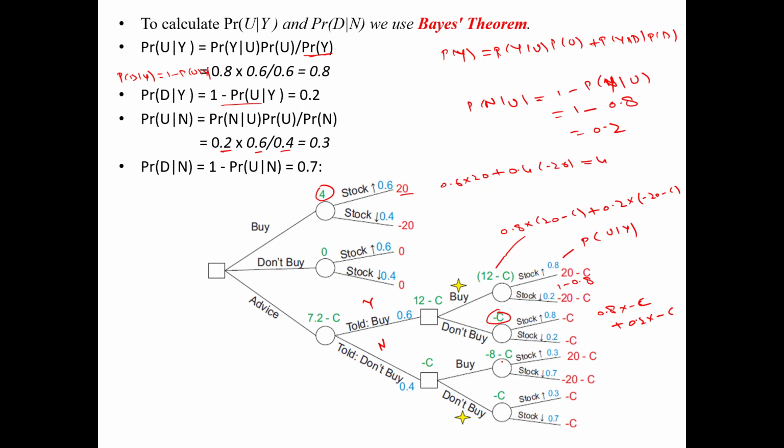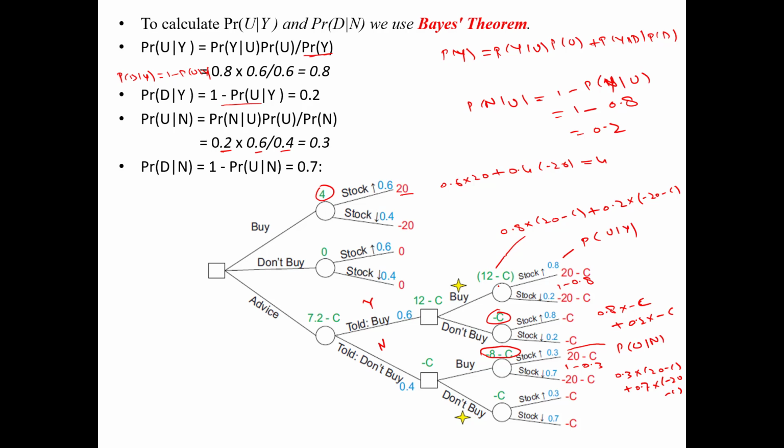Okay. Similarly, this is also conditional. So we have already calculated 0.3. From where did it come? Probability up, given that he said don't go in. You can already calculate this from the formula, which is 0.3. And this is 1 minus 0.3, which is 0.7. In this scenario, your stock you will earn 20,000, but you need to pay the advisor fee. So 0.3 into 20 minus C plus 0.7 into minus 20 minus C. When you calculate this, you will get minus 8 minus C. Similarly, from this one, because you don't buy, just like this one, it will be minus C.